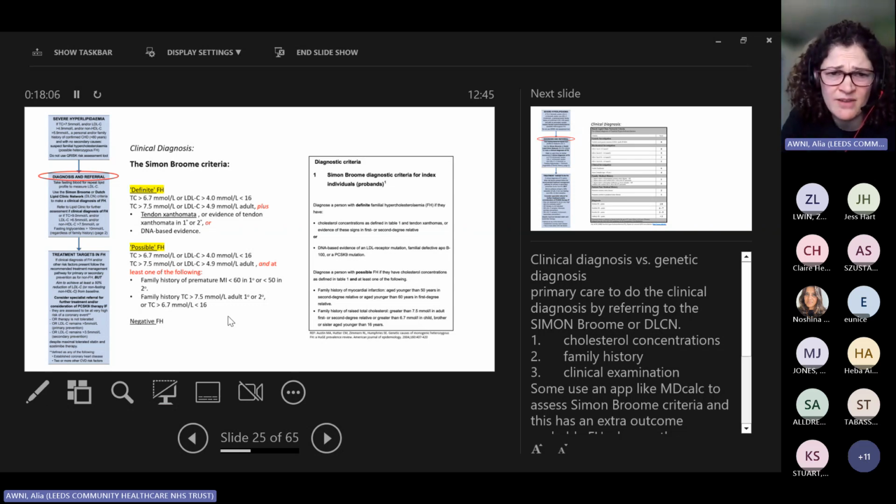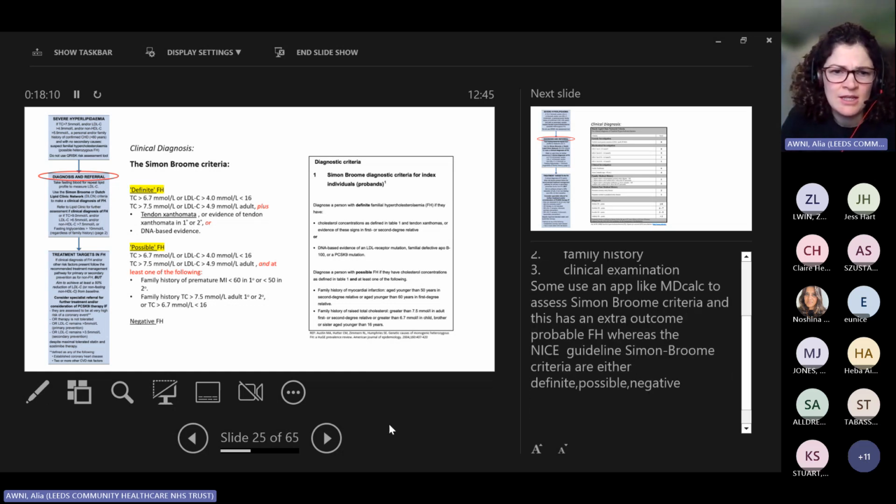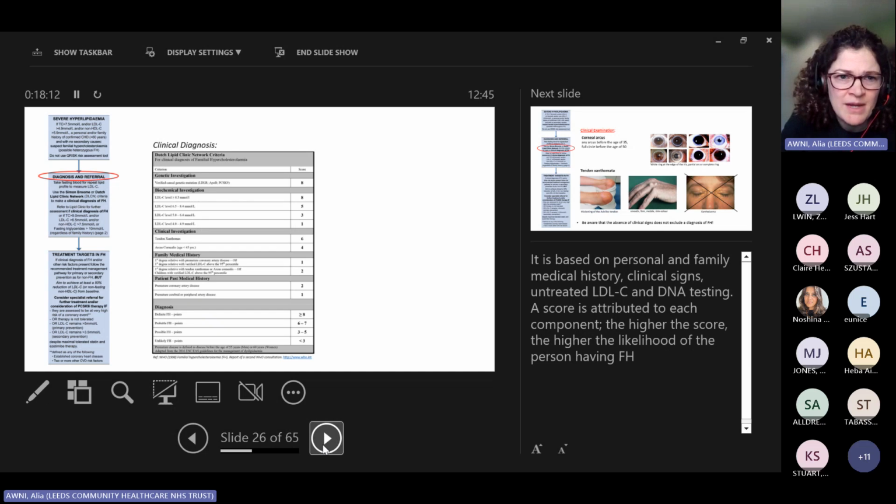So I find it slightly tricky sometimes over here. The next one I'd like to explain is the Dutch Lipid Clinic Network. Again, we take the same kind of things. We look at the untreated LDL values. We look at the clinical examination.